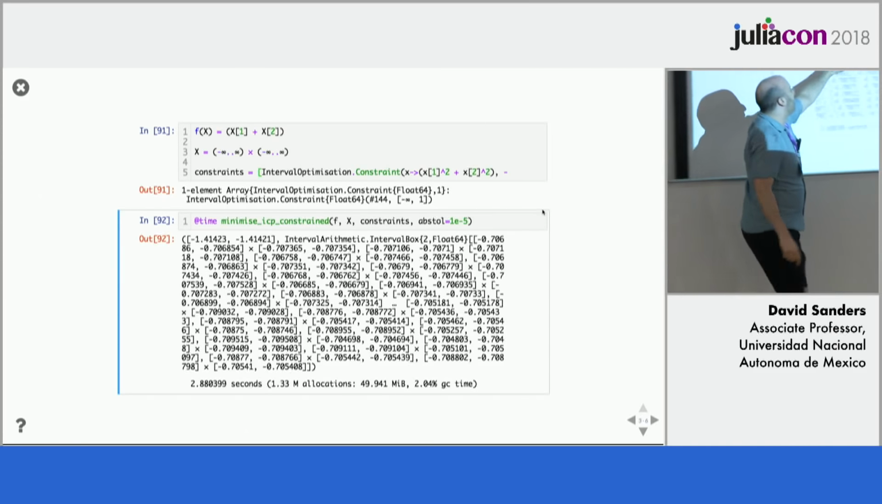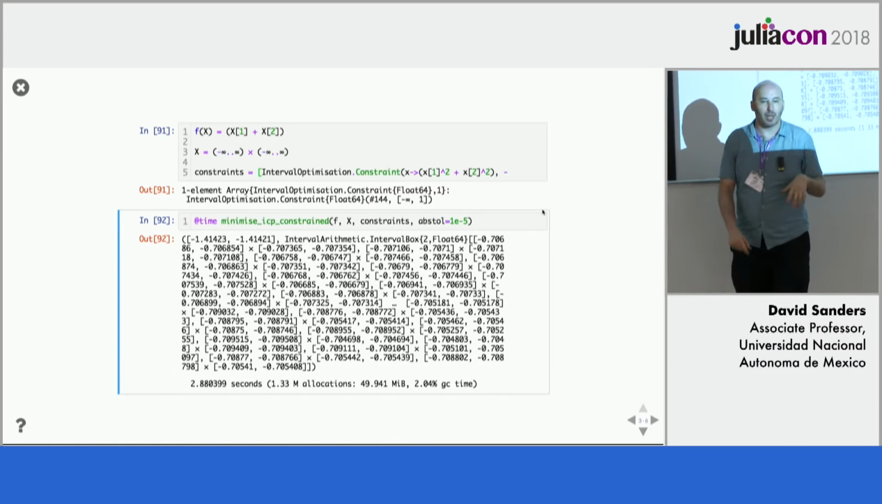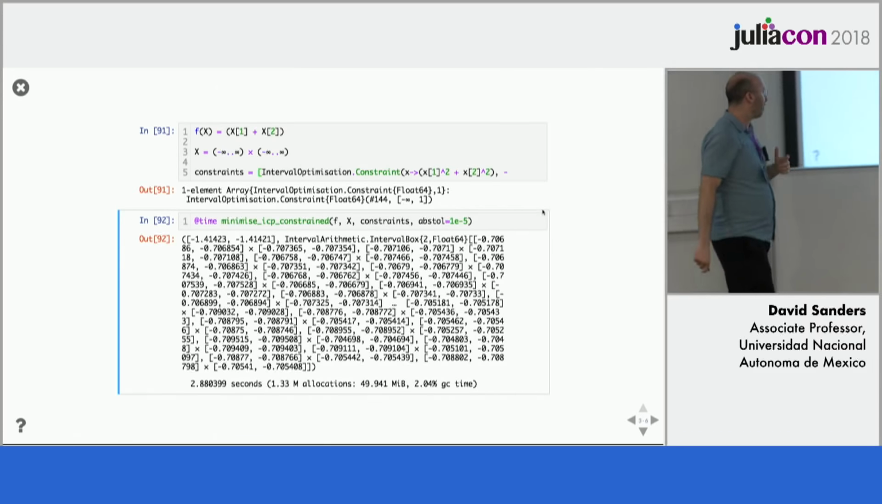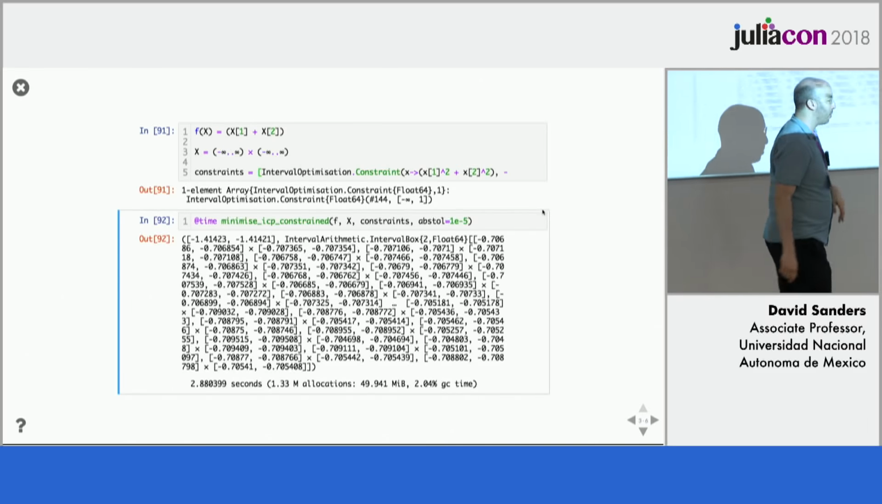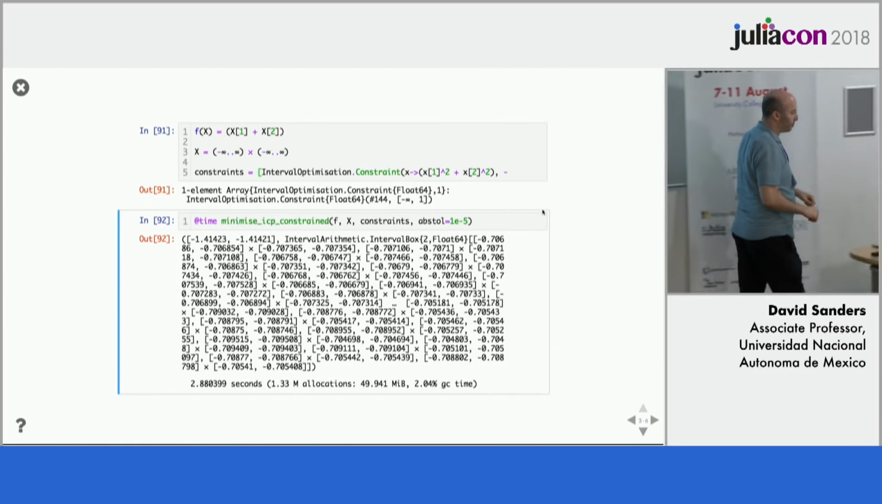The fact that this is a collection of small boxes is something called the cluster effect, and it's a problem in these methods. And there are various possible avenues that we can explore to reduce that effect.